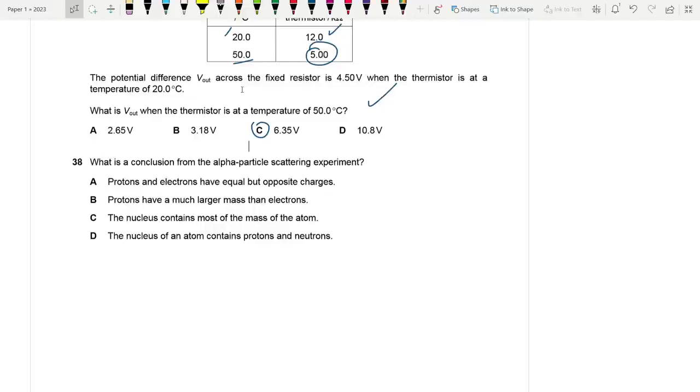Protons and electrons have equal but opposite charges. That is clearly not a conclusion, guys.